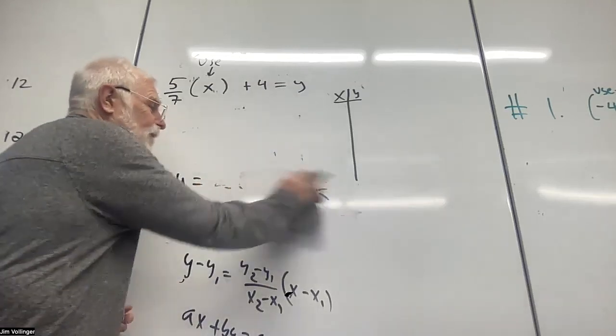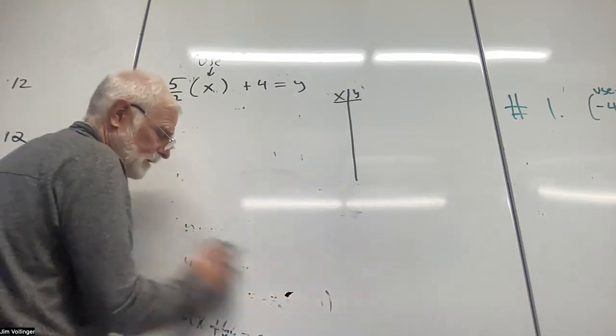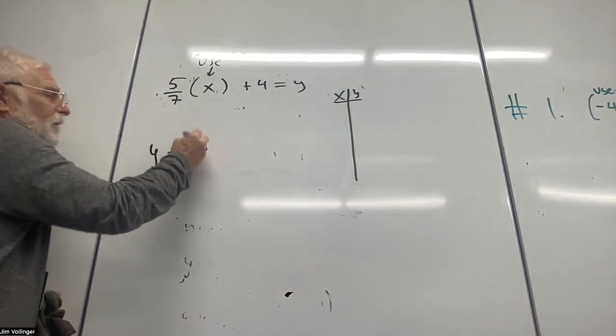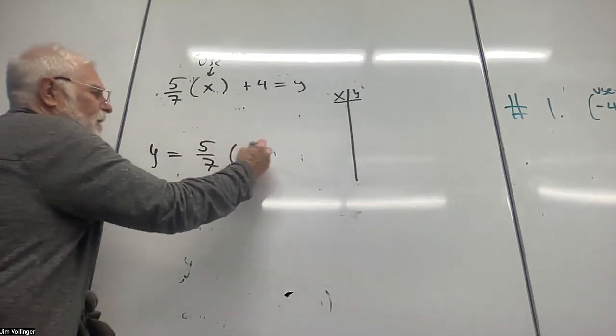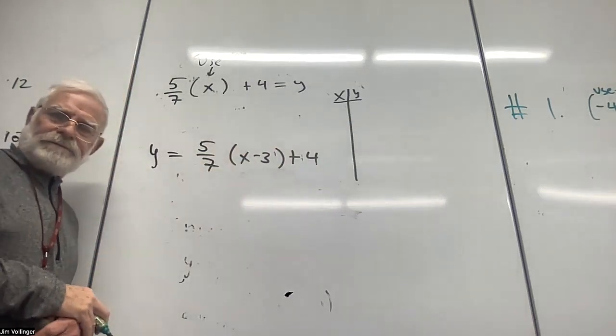So we're going to make a template here. All right. And we're going to look at trying to find some numbers. Let's start with 5/7 again. Let's do x minus 3 plus 4.